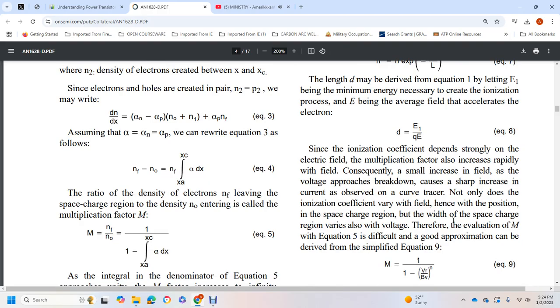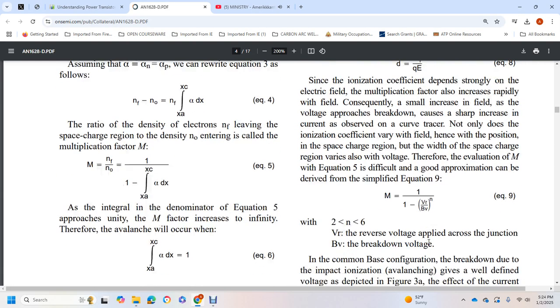The ionization coefficients depend strongly on the electric field, so the multiplication factor increases rapidly with the field. Consequently, small increases in the field as the voltage approaches breakdown cause the sharp increase in current observed with the curve tracer. Not only do the ionization coefficients vary with the field, hence with position in the space charge region, but the width of the space charge region also varies with the voltage. Therefore, evaluating M with equation 5 is difficult, but a good approximation can be derived with the simple equation 9.